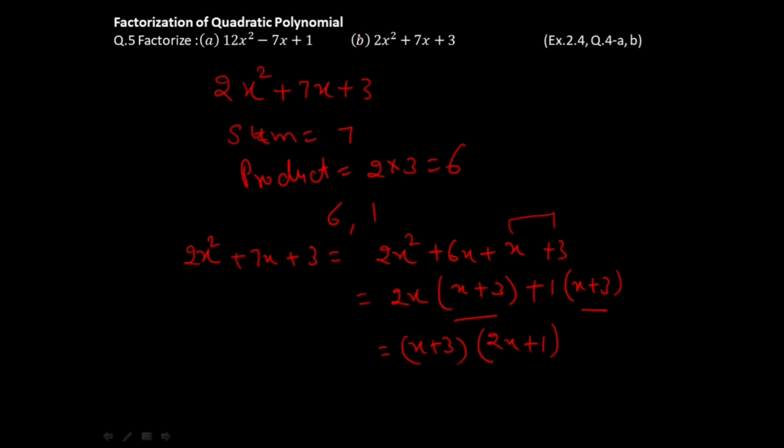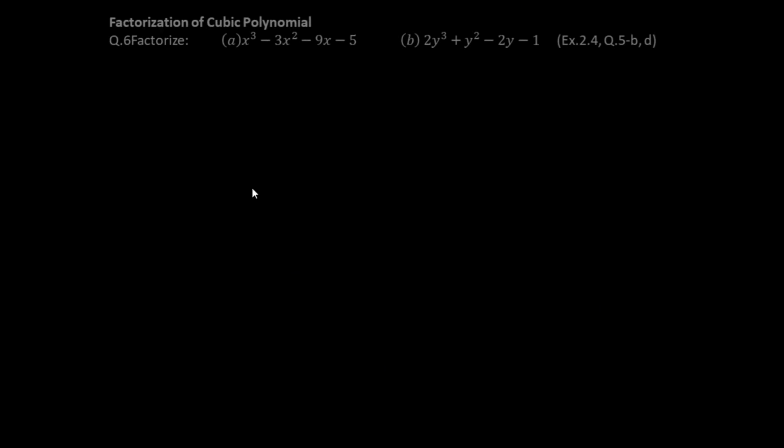We call this method factorization method for quadratic polynomial. This is also known as the splitting the middle term method. Let's pick the next question.